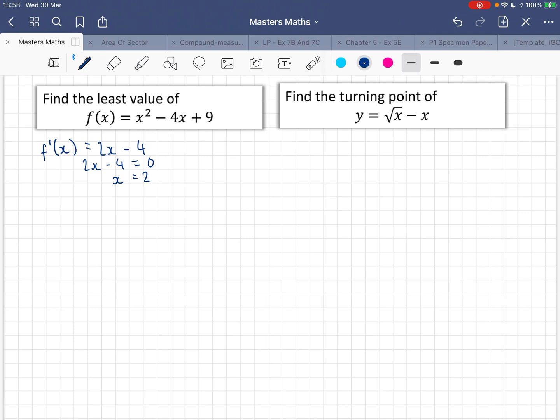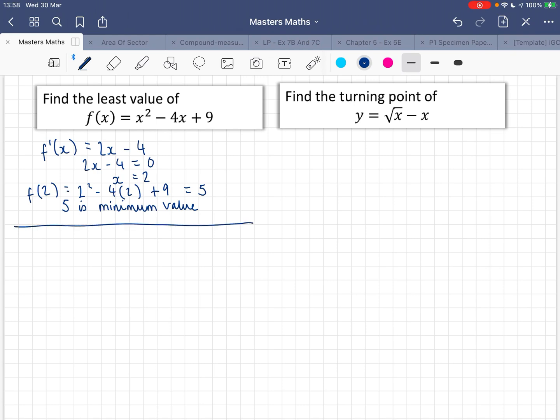So find the corresponding y coordinate, is what I'm trying to say, by substituting 2 back into my function. So f of 2 is 2 squared minus 4 times 2 plus 9, which gives me 5. So 5 is the minimum value, the least value of that function. And we get 5 when we substitute in 2.